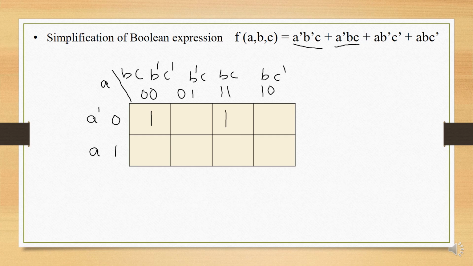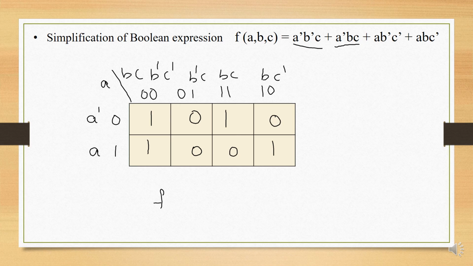Next minterm is A, B bar, C bar. A you can find in the second row and B bar, C bar again in the first column. Therefore, we have to place logic 1 in this particular cell. Next minterm is A, B, C bar. A is present in the second row and B, C bar is present in the fourth column. So here we place logic 1, that is A, B, C bar. In the remaining cells you have to place logic zeros.